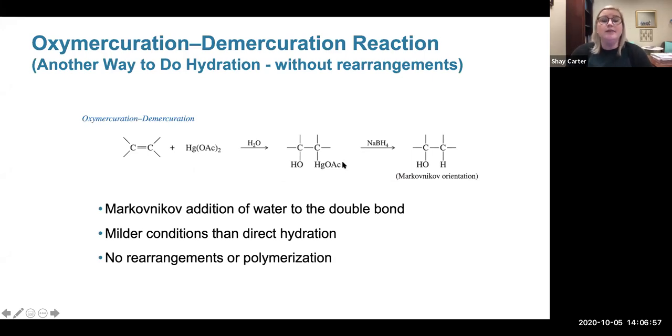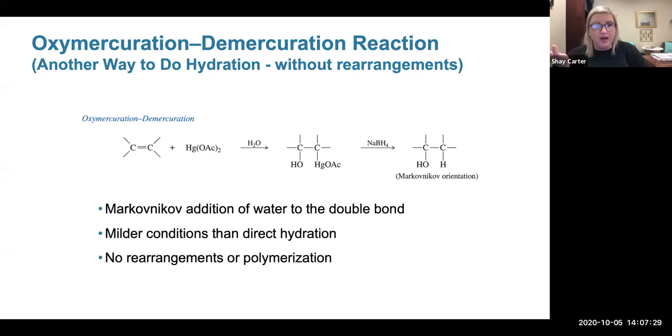Okay, so let's talk about the oxymercuration demercuration reaction. This is another way to do hydration, but we don't go through a carbocation intermediate. So because of this, it's a better process than acid catalyzed hydration because we don't have the possibility for rearrangements. Still a Markovnikov product, okay? So it's another way to do hydration without the possibility of rearrangements.